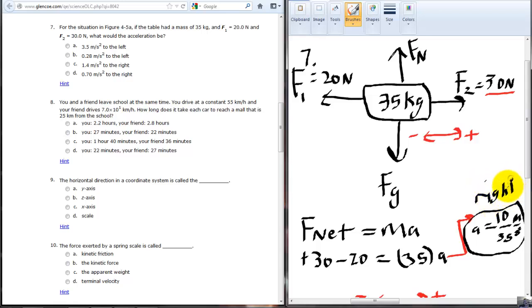The fact that the answer came out positive, and I've labeled this little diagram right here, is enough to justify not having to write out it's to the right, but a lot of times it just makes it more clear and it makes your answer more obvious.